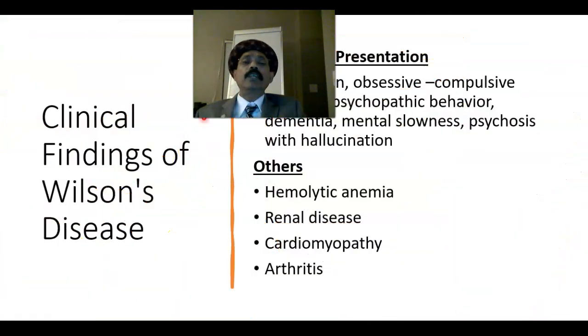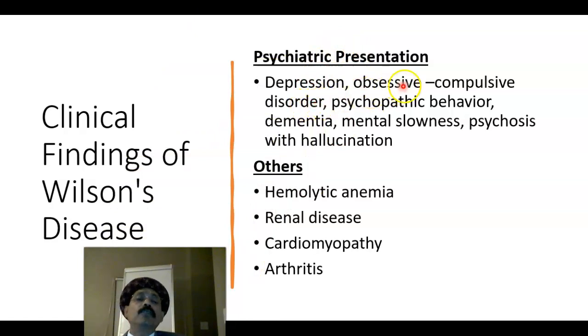Now we go to the psychiatric presentation. There will be depression, obsessive compulsive disorder, psychopathic behavior, and dementia. The person will have cognitive failure and loss of memory, mental slowness, and psychosis with hallucination like that of schizophrenia. Other features are hemolytic anemia, which may be related to hepatosplenomegaly and portal hypertension. In renal disease there will be Fanconi's syndrome, associated with hematuria, phosphaturia, and renal tubular acidosis. Cardiomyopathy may be associated with Wilson disease, as well as arthritis, joint pain, and inflammation of the joint. Cardiomyopathy is weakness and pathology in the cardiac muscle.